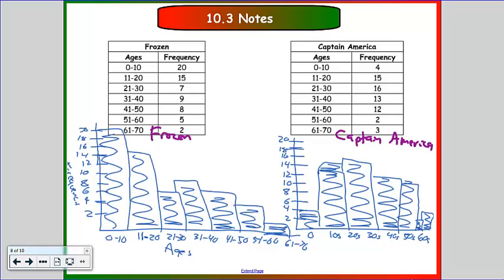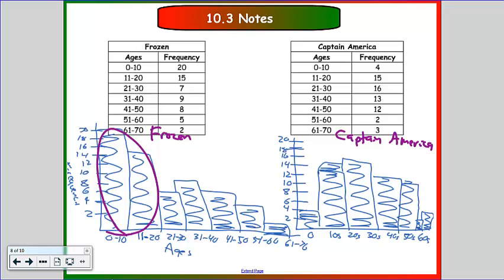Number 6A says, after creating the histograms, answer the following questions. It asks you to describe the shape of distribution for Frozen. If we take a look at the shape of distribution for Frozen, I think clearly the cluster is lying over here. So for this one to be centered, it needs to be skewed over to the right. So we're going to say skewed right.